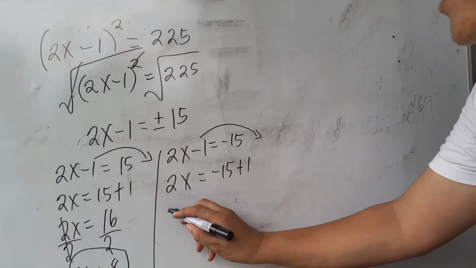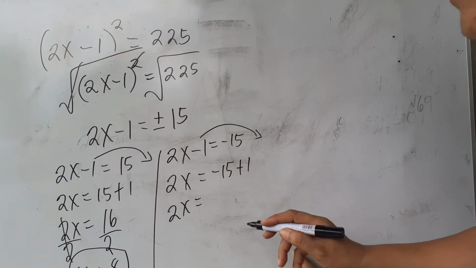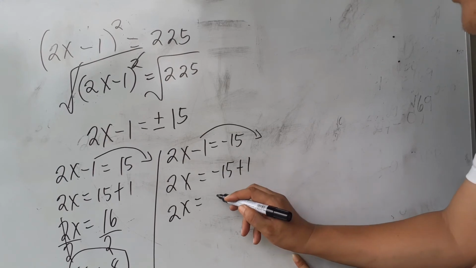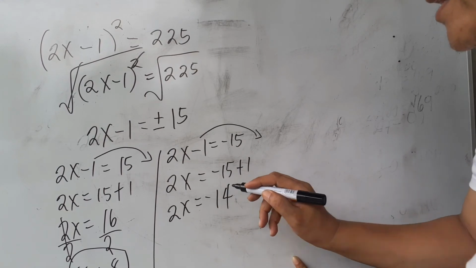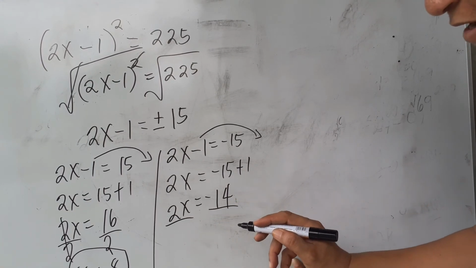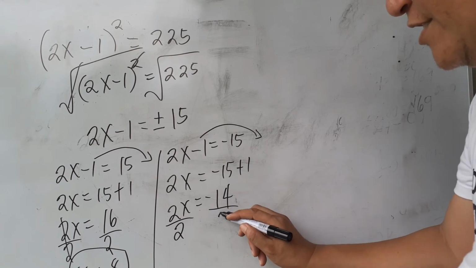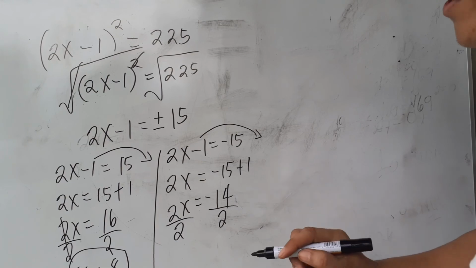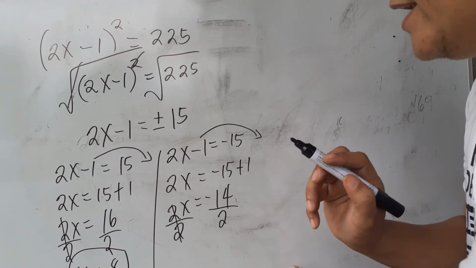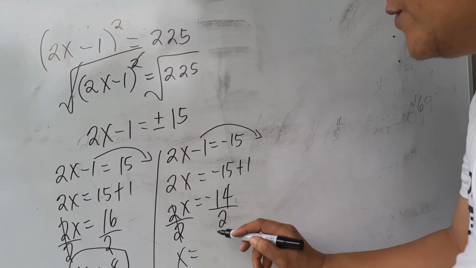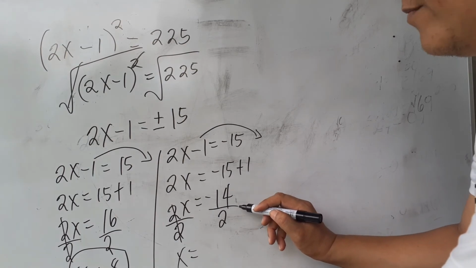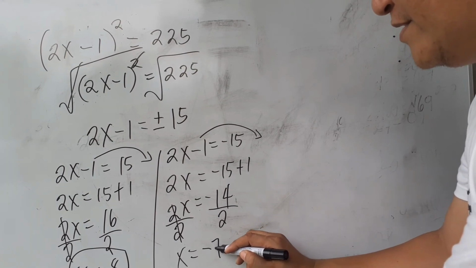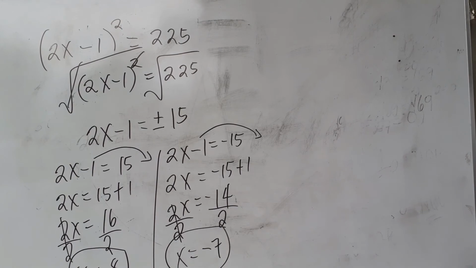Isa naman, so we have 2x, it is equal to negative 15 plus 1. So we have negative 14. So para makuha natin ang value ni x, i-divide natin siya sa 2. So di-divide natin siya sa 2 kasi 2 ang kasamang numerical coefficient ni x. So x, cancel natin. X is equal to negative 14 divided by 2 is negative 7. Okay, so let us check.